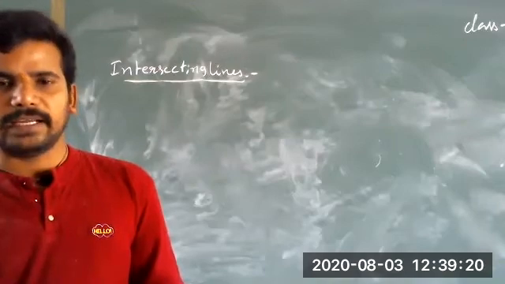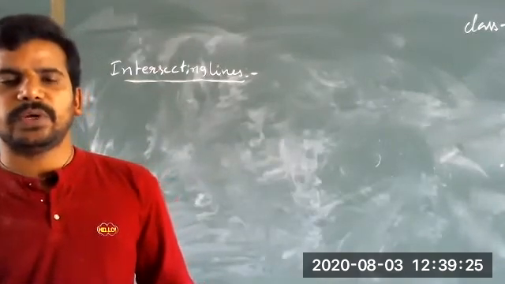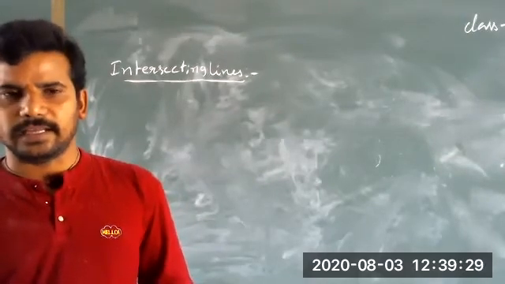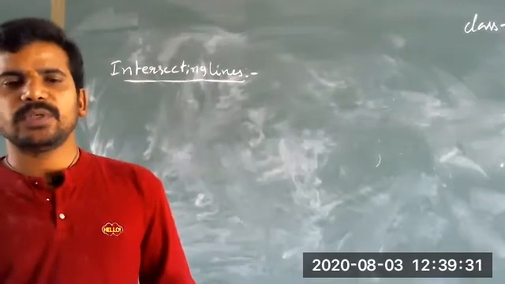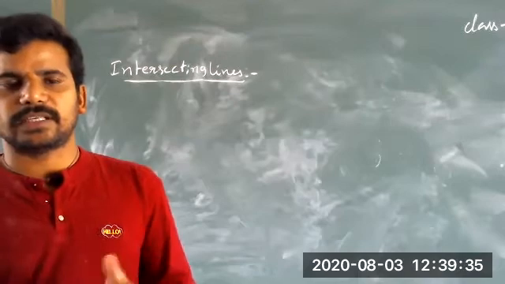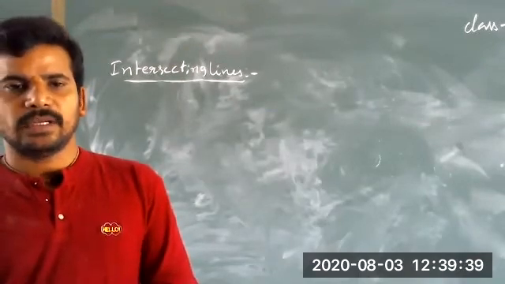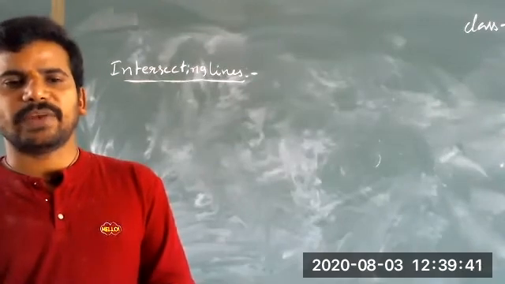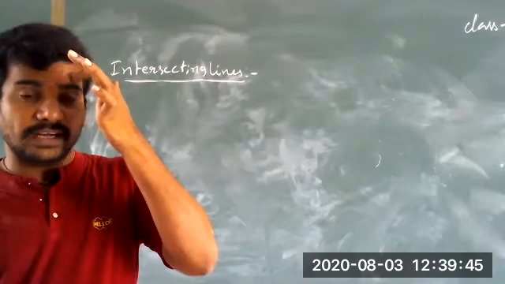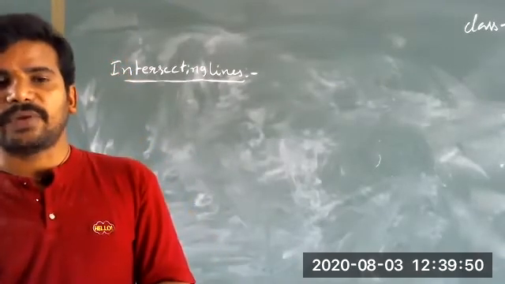Now, acute angle. What does acute angle mean? An angle that lies between 0 degrees and 90 degrees is called an acute angle. Obtuse angle: between 90 degrees and 180 degrees, that type of angle is called an obtuse angle. Next, reflex angle: between 180 degrees and 360 degrees, that type of angle is called a reflex angle.